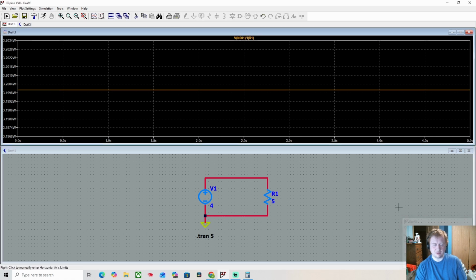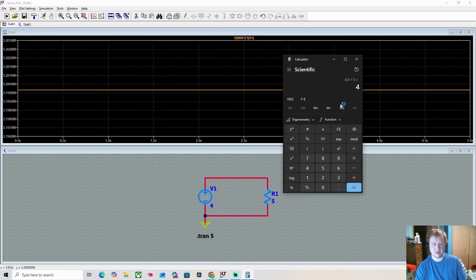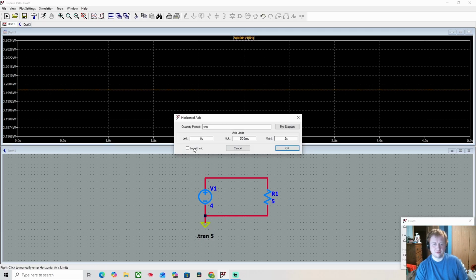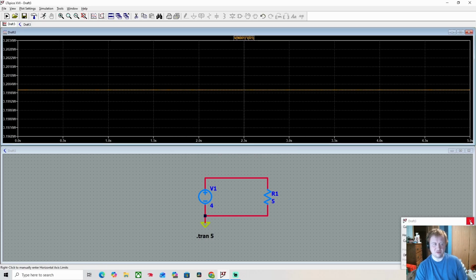Or, no, did I not calculate that right? Oops, I multiplied by the wrong value. 4 times 0.8, 3.2 watts. Yep. Is my scale? No, it's not. Yeah, so 3.2 watts.